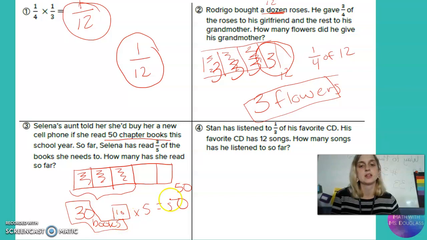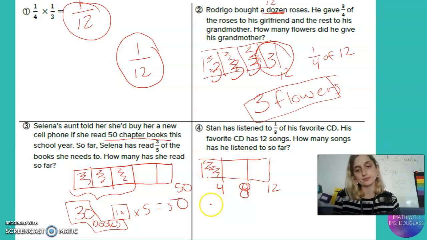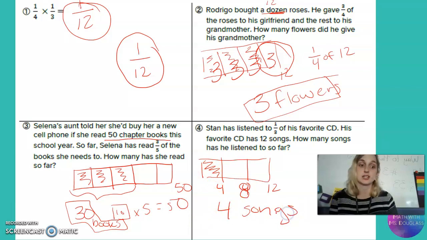Ta-da! All right, Stan has listened to 1/3 of his favorite CD. There's a third. If it has 12 songs in total, that means 12 divided by 3 each. Third is 4, 8, 12. He's listened to 4 songs. All right, the next ones I'm gonna set up but not answer for you.